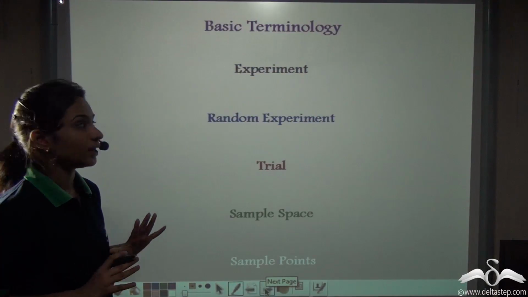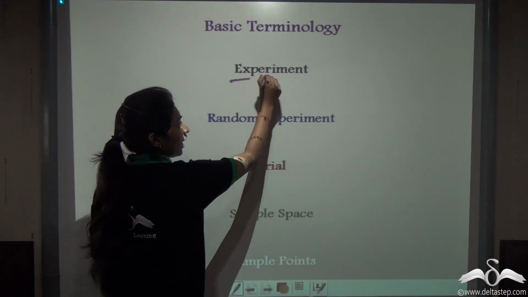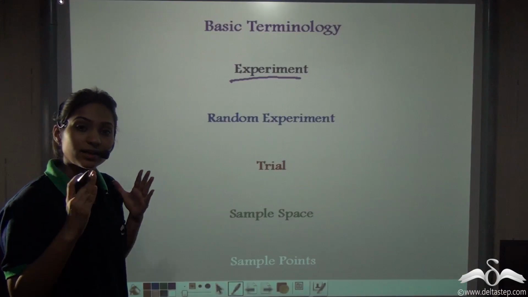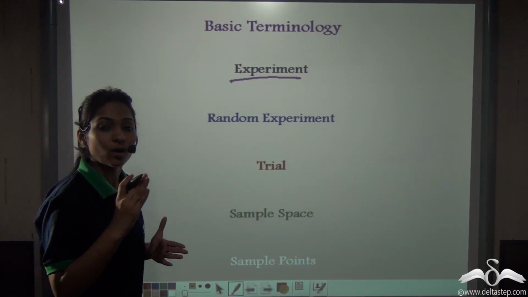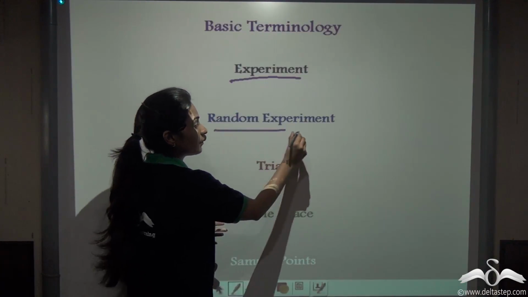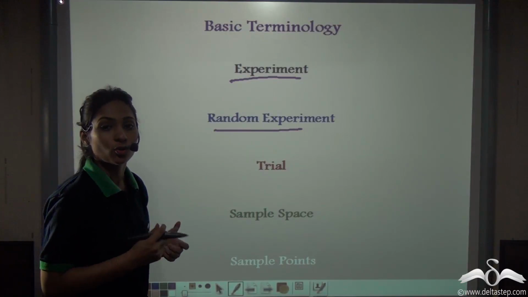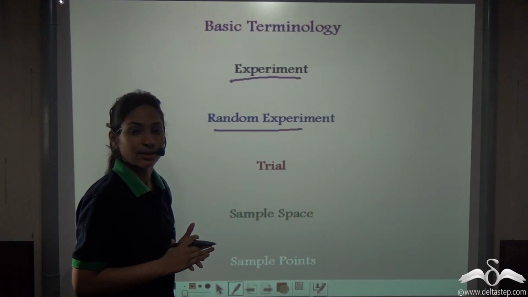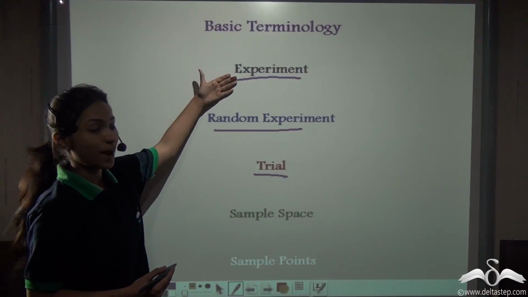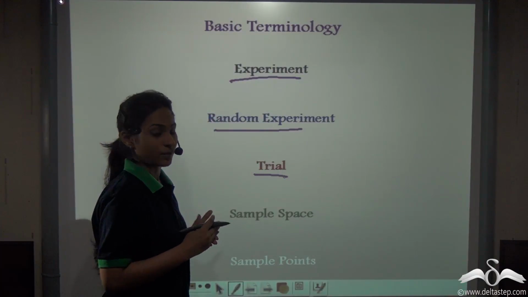So now you are familiar with the basic terminology of probability. So first of all, experiment. It is an activity that leads to a set of clearly defined outcomes. You should know the outcomes clearly. There should be no confusion about it. Now what is a random experiment? It is an experiment whose result we do not know in advance with certainty. What is a trial? The repetition of these experiments is called a trial. It needs to be exactly the same as the experiment.